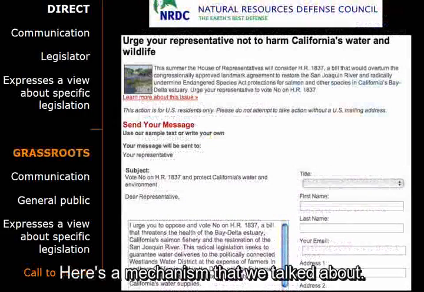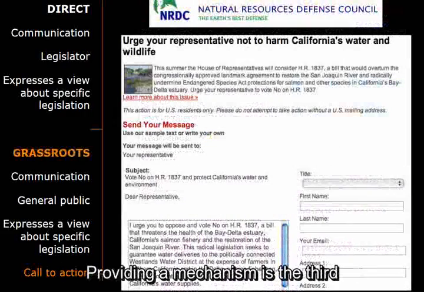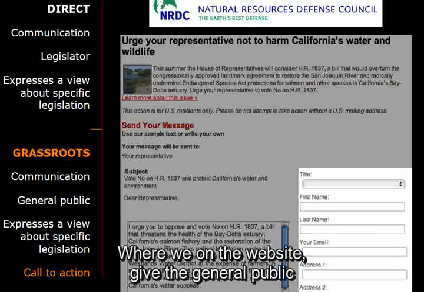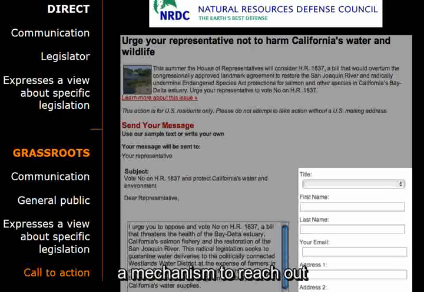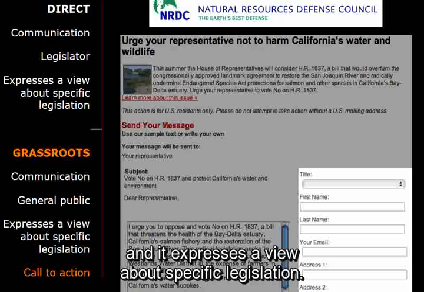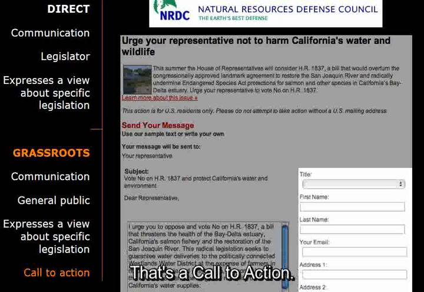Here's the mechanism that we talked about. Providing a mechanism. This is the third narrowly defined call to action, where we on our website give the general public a mechanism to reach out to their legislators and express their opinion in their opposition to a specific piece of legislation. It's got a call to action there. It's a communication to the general public and expresses a view about specific legislation. That's a call to action.